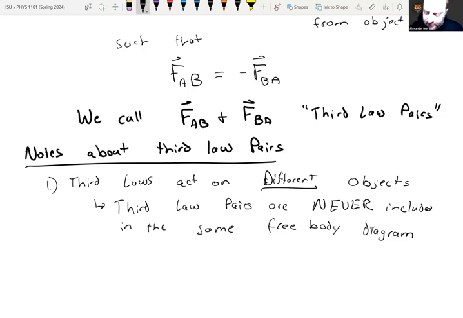Okay. Now, another thing to know is that they are always the same type of force.